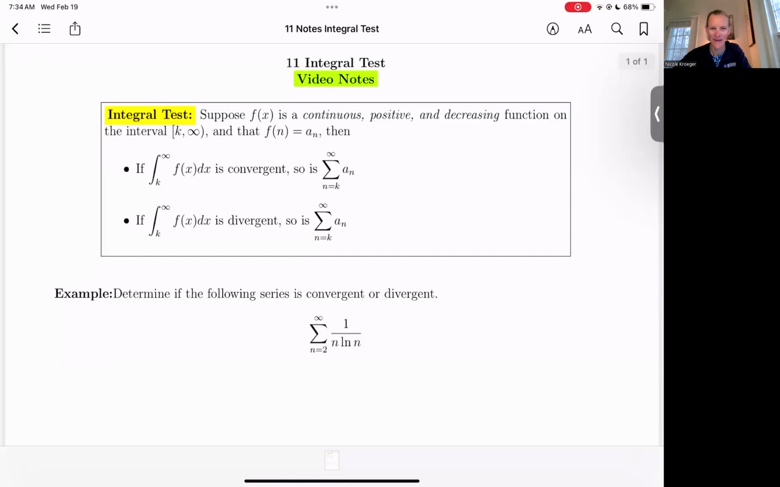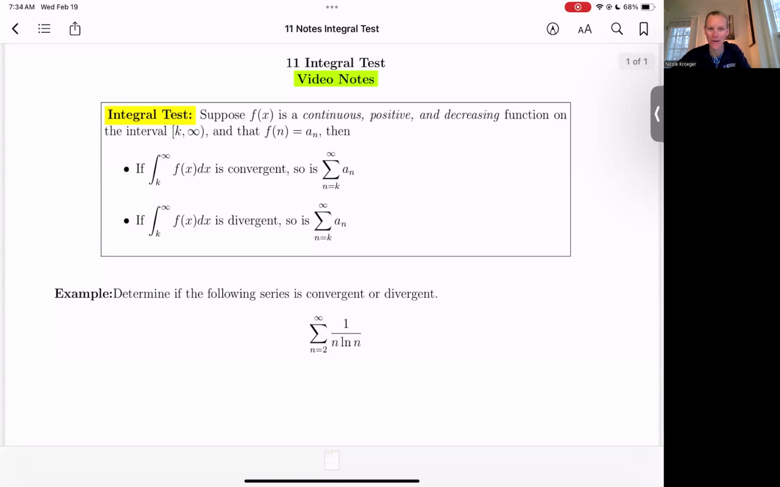Today we're going to learn the integral test. What we're doing right now is we're in this trend of learning a lot of different tests to deal with series, with the convergence or divergence of series. But today we're going to use integrals.